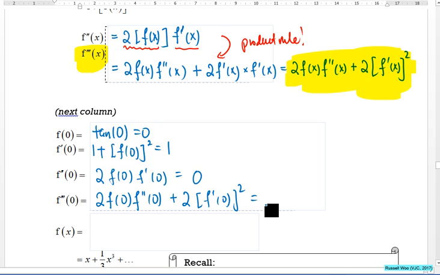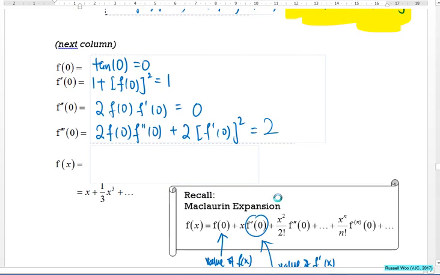Now, f(0) is 0, so this one goes. f'(0) is 1, so you get 2 times 1, you get 2. So tedious. Yeah, quite tedious, but it's okay. Now we refer to the formula list. We have gotten all these coefficients out. Because now I know this one is 0, this one is 0, this one is 1, and whatever here is 2.